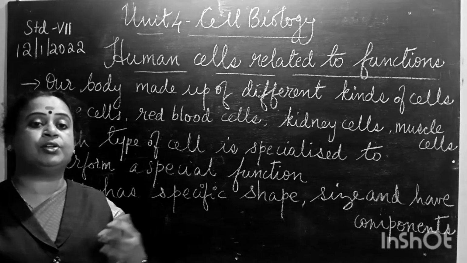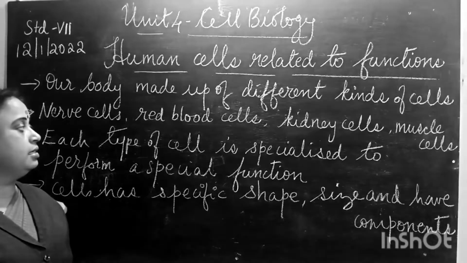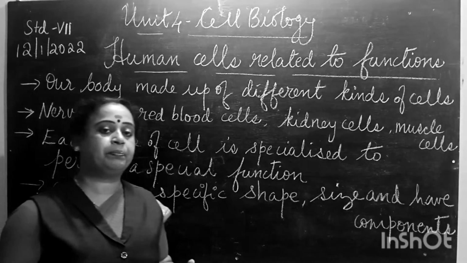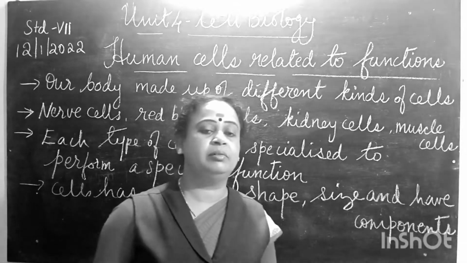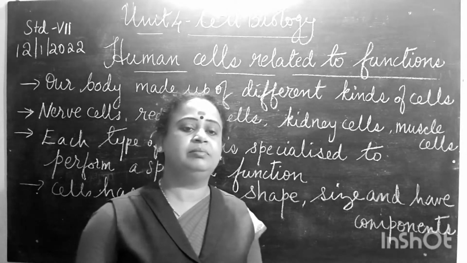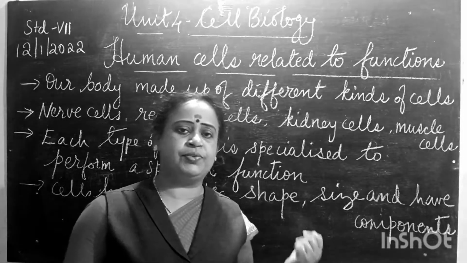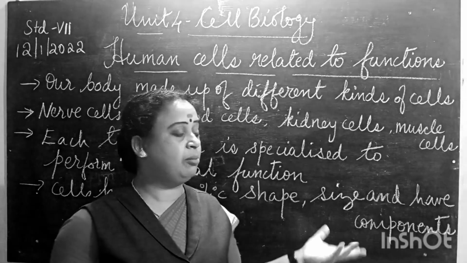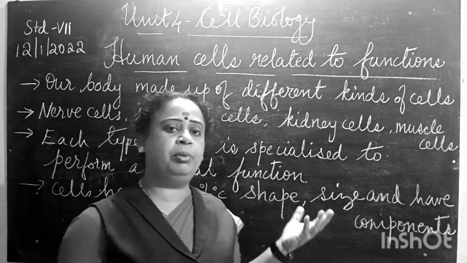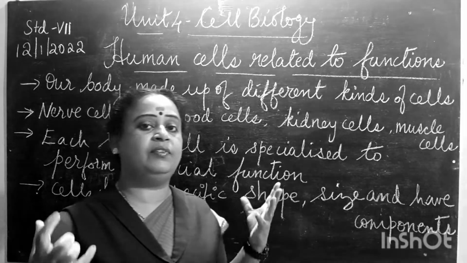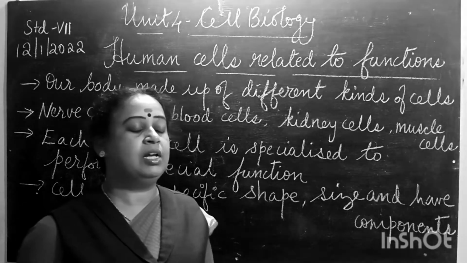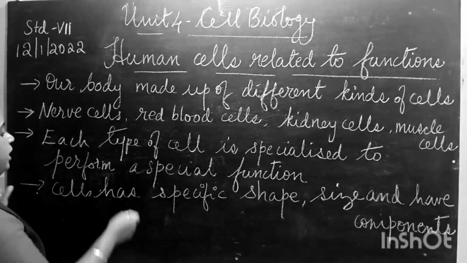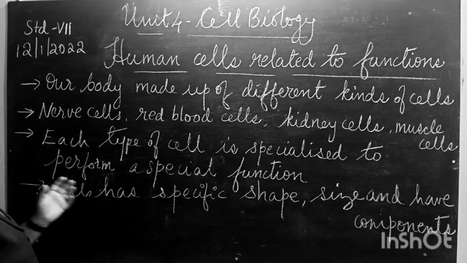Now what are these different types of cells? They are nerve cells, red blood cells, kidney cells, white blood cells, muscle cells, nephrons, neurons, liver cells. Different types of cells are there. So many cells are there. So now when I tell the names, time is not possible for that. Yes? So many number of cells are there. These different types of cells, they all have specific functions. Okay, so each type of cell is specialized to perform a special function.